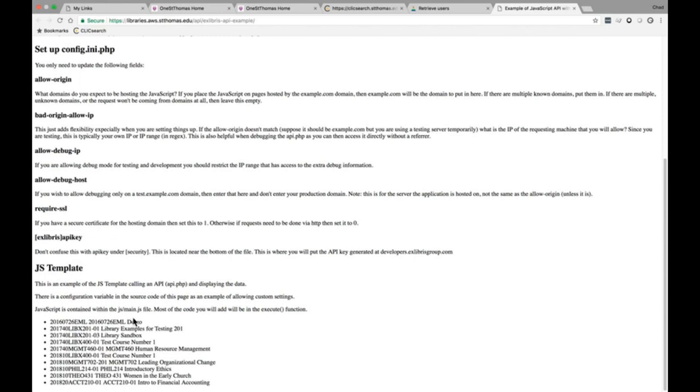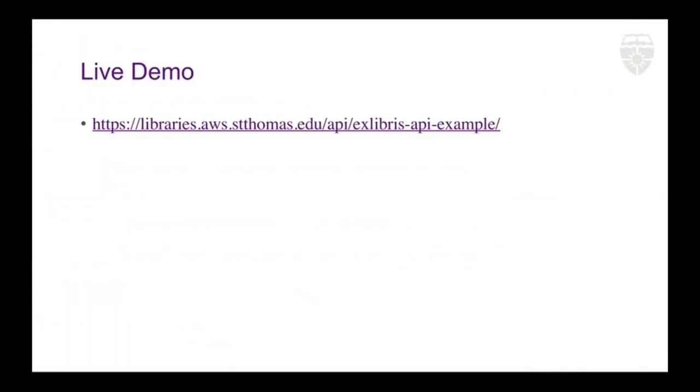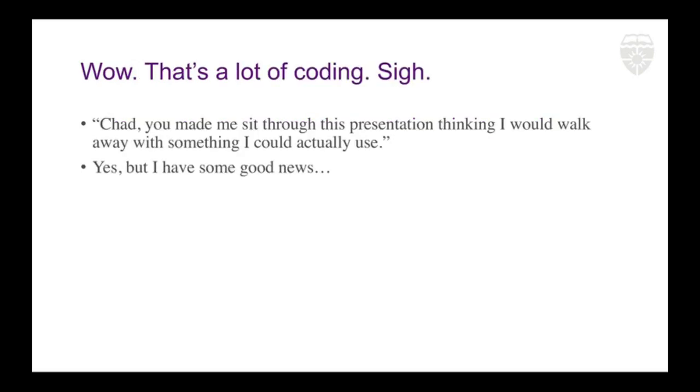Now you probably didn't see this because it happened so quickly, but this page loads. Yeah, it happened so quickly. This page loads, and this is actually JavaScript calling to a middle server. That middle server is then calling to Ex Libris, getting information back, passing it back to the JavaScript, and JavaScript is then creating that there. So yeah, that's a lot of coding.